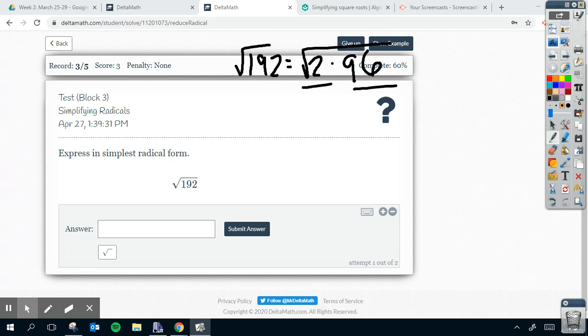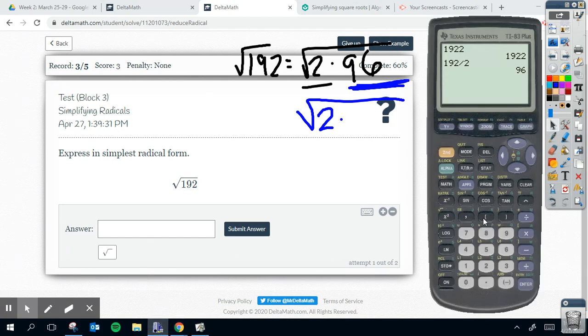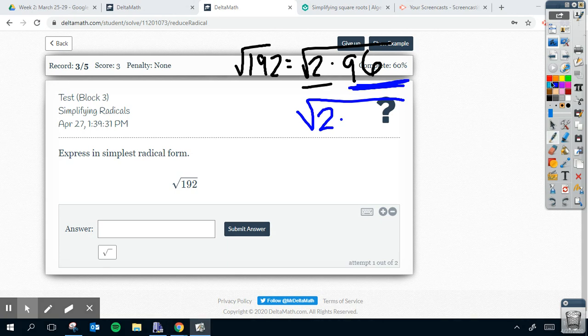Right here, I do not have any perfect squares. So what I can do is I can keep on simplifying. So I have the square root of 2 times, and then what can I simplify this as? What two numbers go into 96? Let's try 4. Yep, and that's perfect. I have 4 times 24. So 96 becomes 4 times 24. I see a perfect square right here, 4. So I can take the square root of 4 and move it to the outside of the radical. Square root of 4 is 2, so that's what I'm going to do.